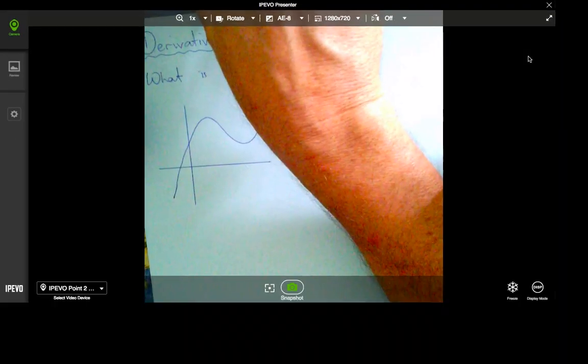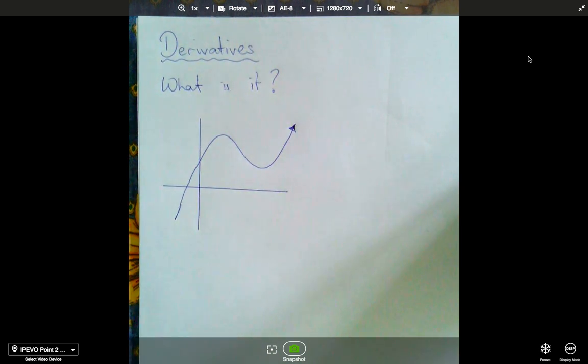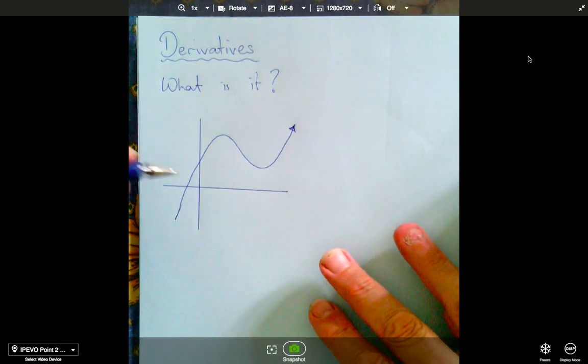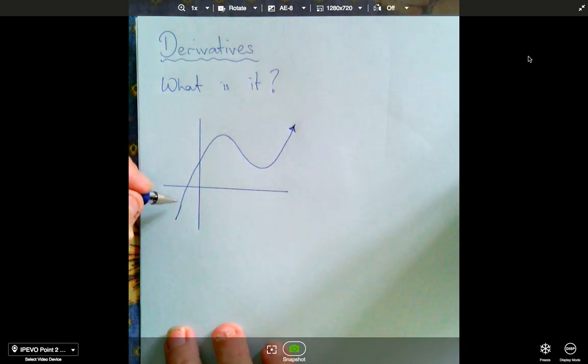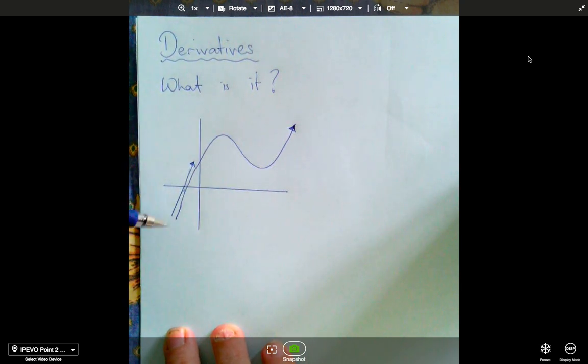Okay, so what is a derivative? Just to start with, let's look at what an actual derivative is and a few of the basics. What a derivative does, it gives us the gradient of the tangent. So down here, there's the tangent if it touches once, and the derivative is going to give us the gradient of the tangent.